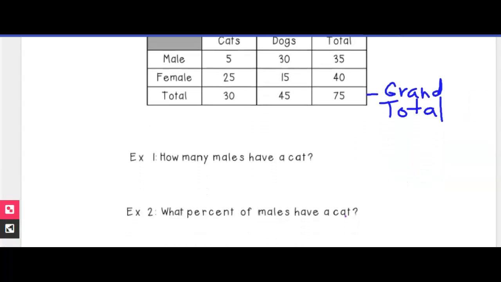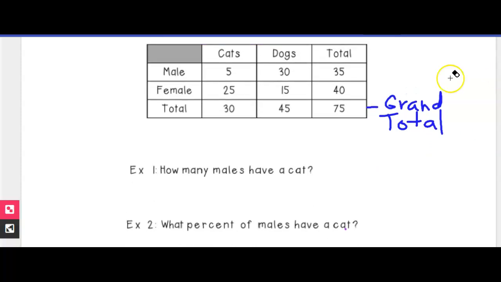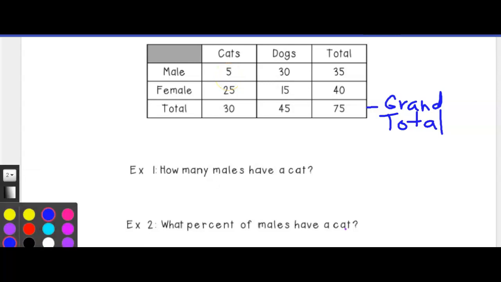How many males have a cat? That's just you understanding how to read the chart. So males and cats, that's 5. So 5 males. And choose purple.